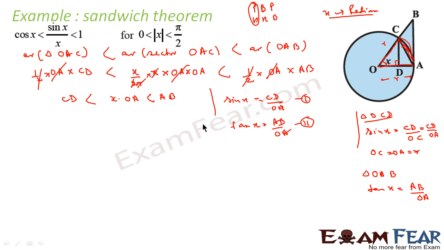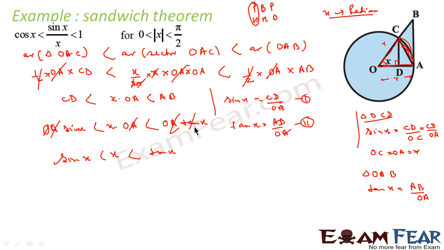Now what we can do is, we can just substitute the values here. So if you see, CD is nothing but OA sin x. So instead of CD, I'll write OA sin x. OA I can leave it now because I feel that OA will get cancelled. AB I can write as nothing but OB tan x or OA tan x. Correct. Now we see OA is common again here. So we'll cancel the OA part. So what we get here is sin x is less than x and is less than tan x.